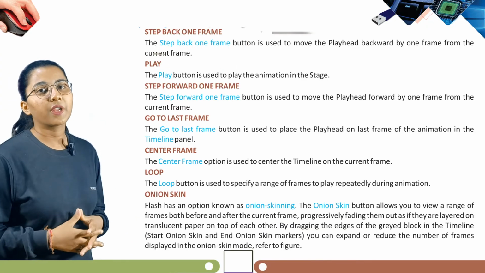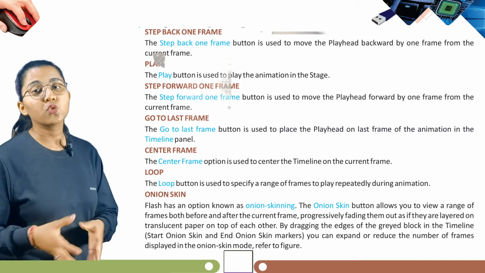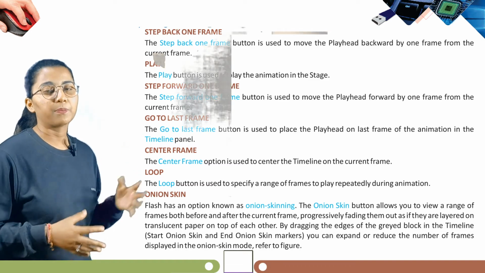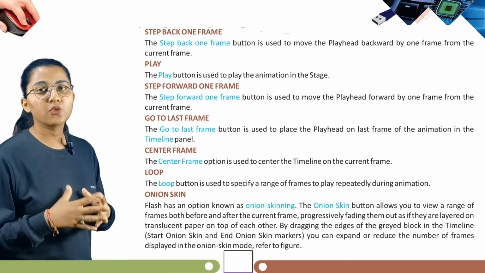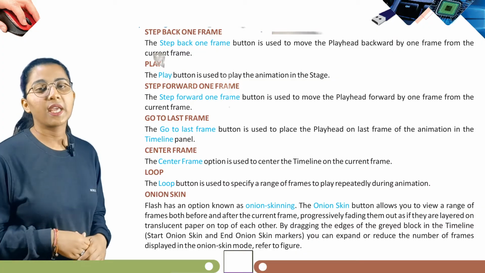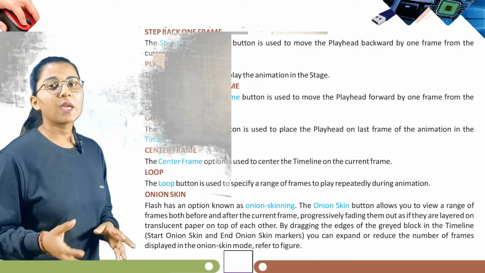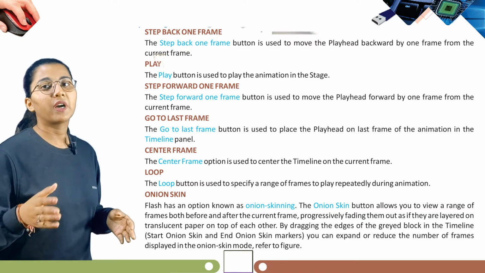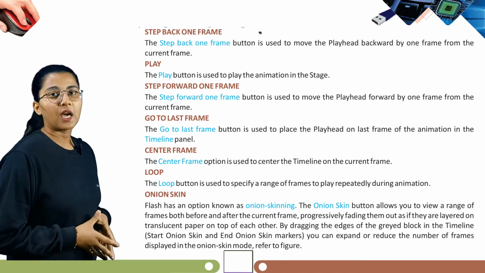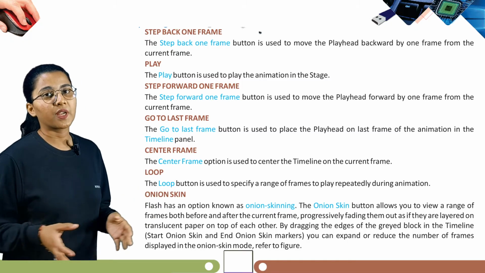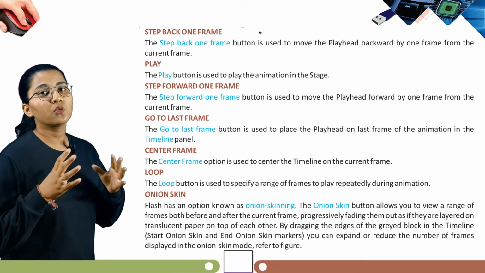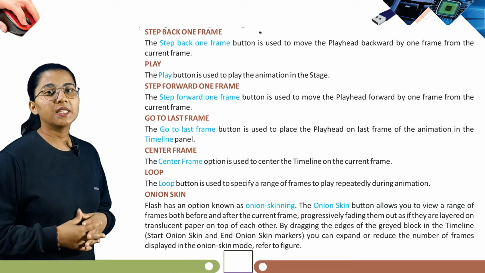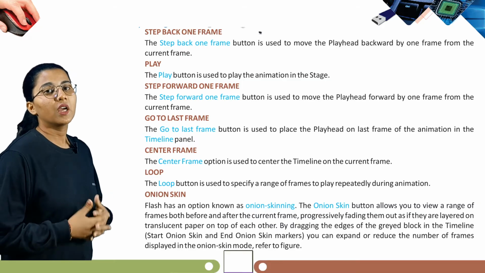Then step back one frame. The step back one frame button is used to move the playhead backward by one frame from the current frame. Then play. The play button is used to play the animation on the stage. Then step forward one frame. The step forward one frame button is used to move the playhead forward by one frame from the current frame. Now next we have go to last frame. The go to last frame button is used to place the playhead on the last frame of the animation in the timeline panel.